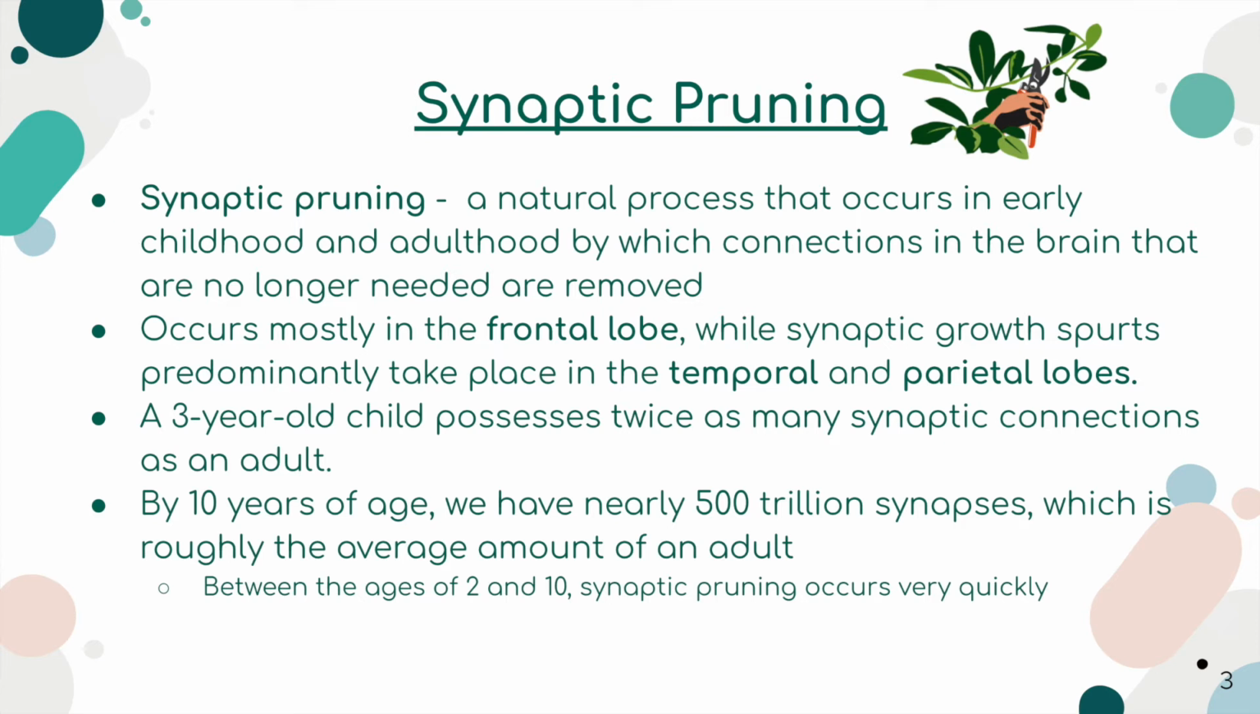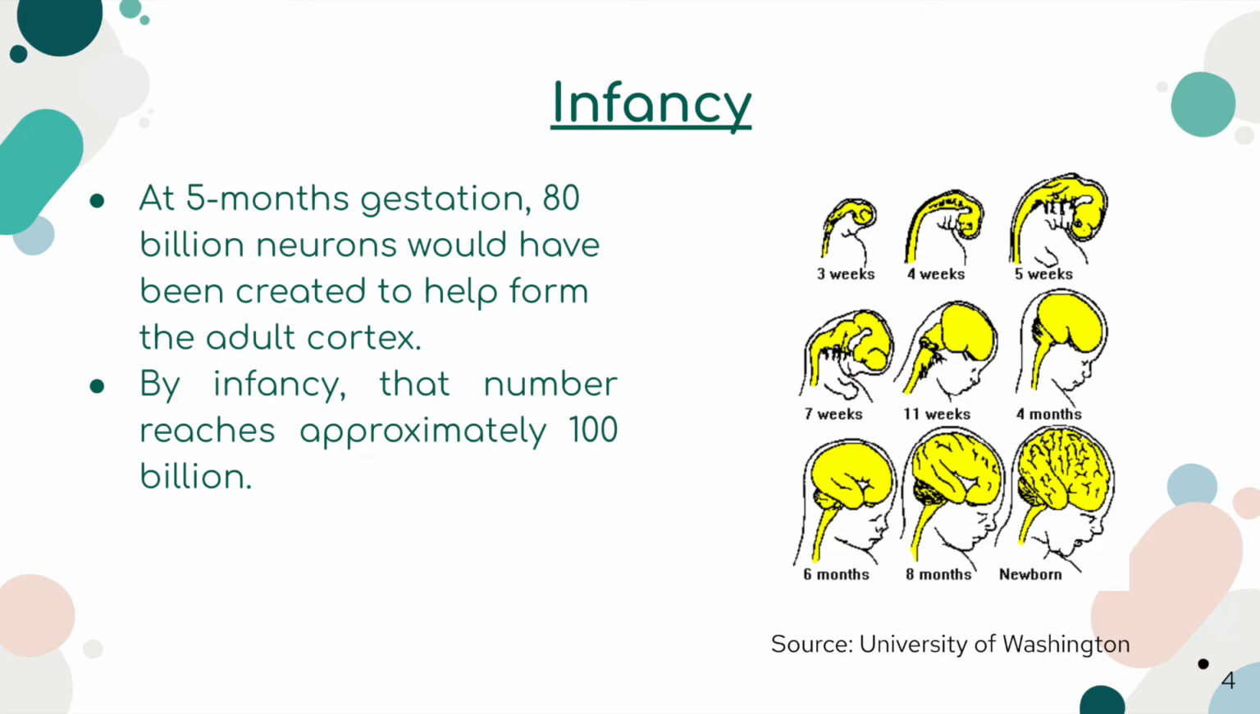So some fun facts to know. A 3-year-old child possesses twice as many synaptic connections as an adult due to not having gone through synaptic pruning. And by 10 years of age, we have nearly 500 trillion synapses, which is roughly the average amount of an adult. But how do we get to synaptic pruning? Doesn't there have to be connections built before breaking them? Well, you are right if you're asking this question, because that is certainly the case.